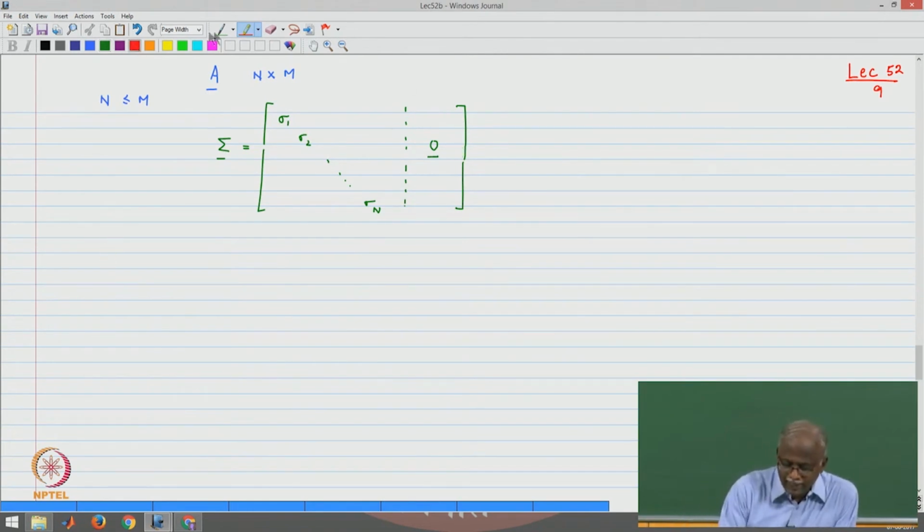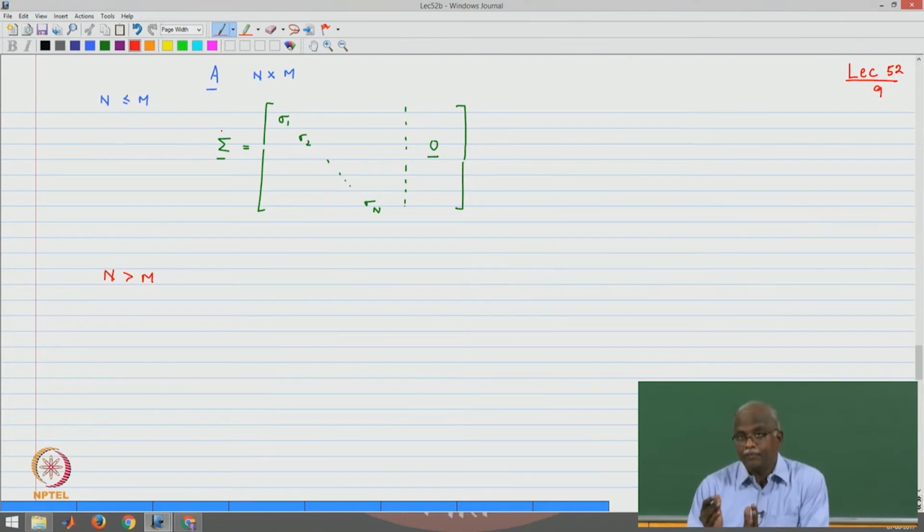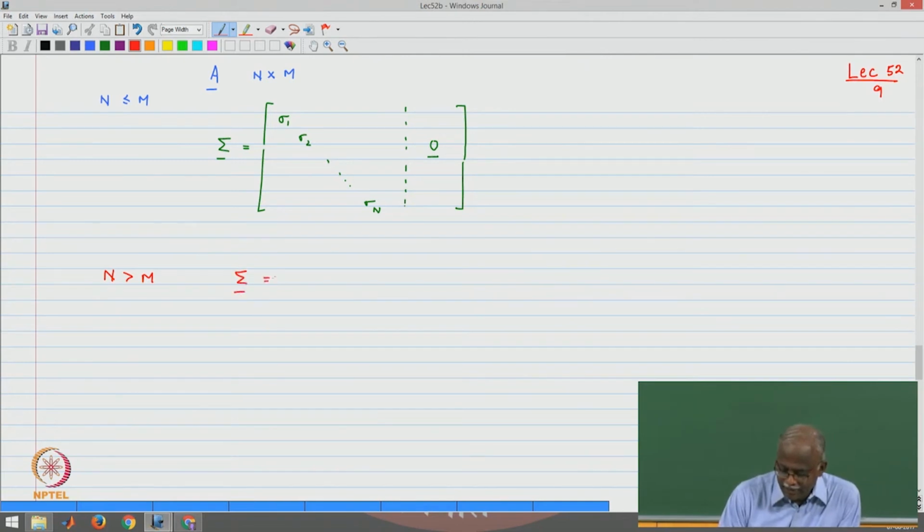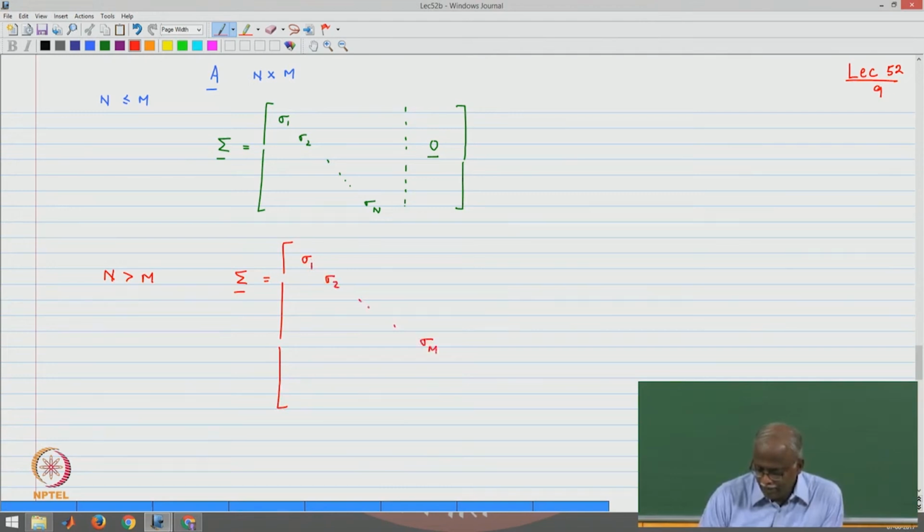Now, for the second case where n is greater than m, the rank becomes determined by the column dimension m. In such a case, the sigma matrix can be visualized in the following form. It is sigma 1, sigma 2 all the way to sigma m, that is the column dimension, and since the number of rows is more than the number of columns, the rest of the entries are 0.